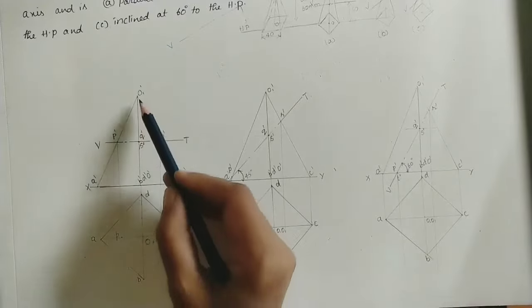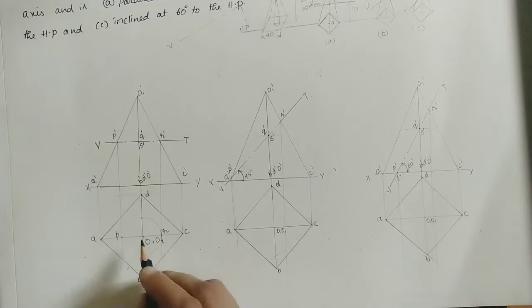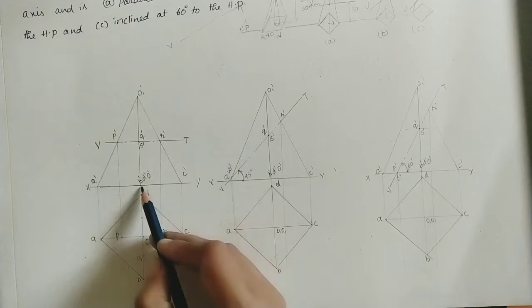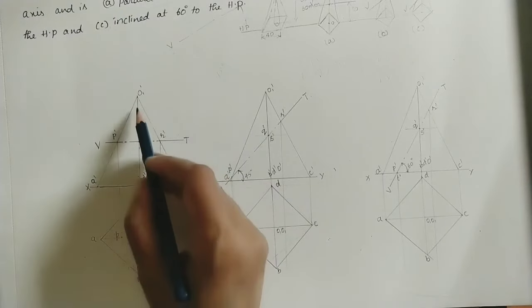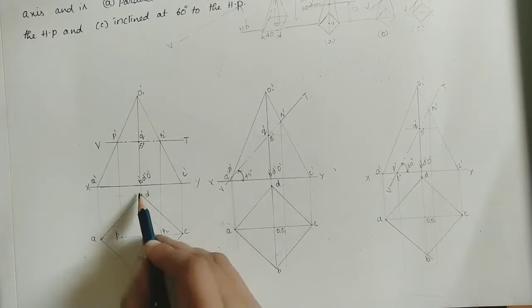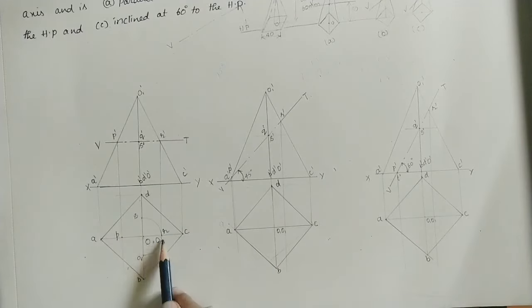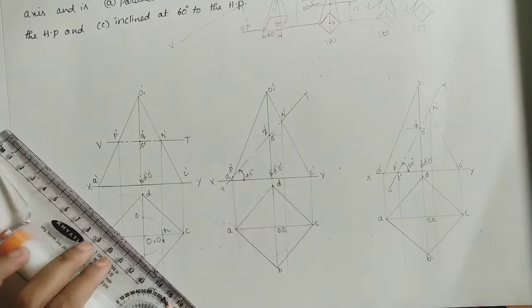Where is the Q point? On OB. Okay, on OB mark this point as the Q point. And the S point, where is the S point? On OD. Okay, two slant edges are coming on the same line. On OD mark this S point. Now join all these points by using a scale.